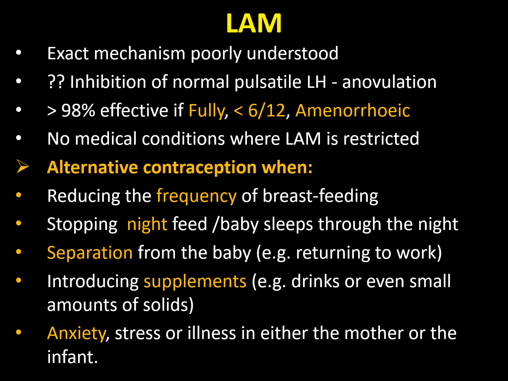Whenever women start to wean their babies, or whenever they introduce supplements, or they're not fully breastfeeding day and night, and after 6 months, or whenever they start menstruating, this method will not be efficient on its own. So for this method to be efficient, the breastfeeding should be exclusive in the first 6 months, and women should have no period, should be amenorrheic.